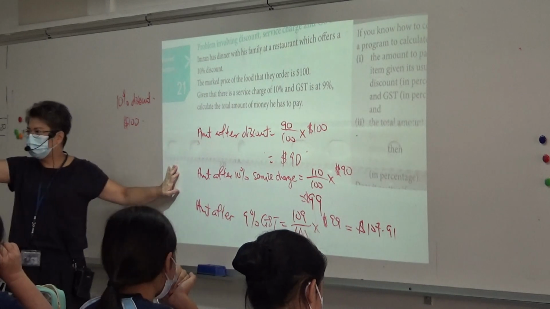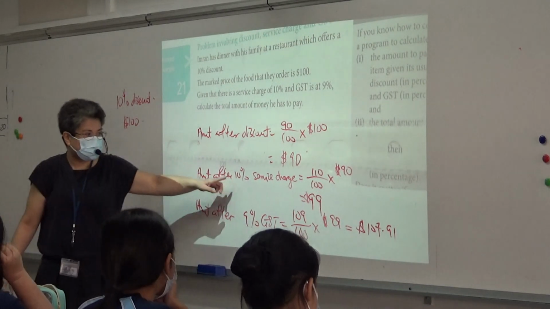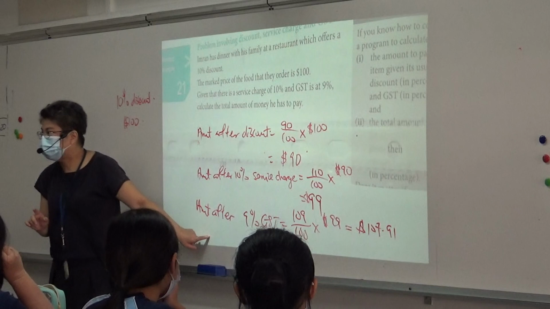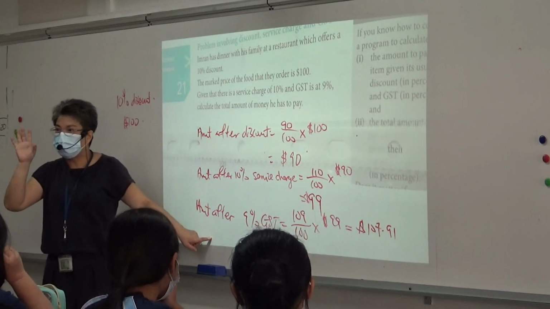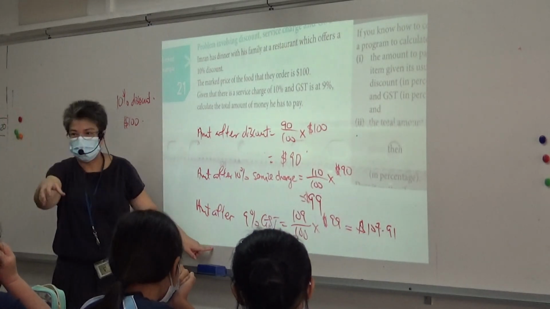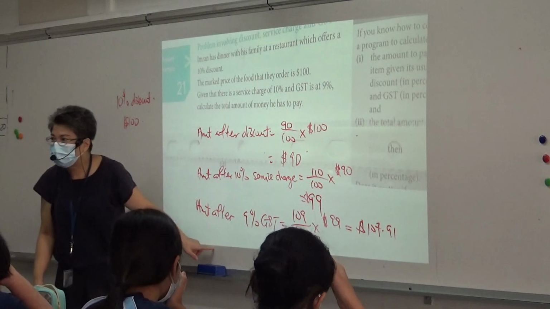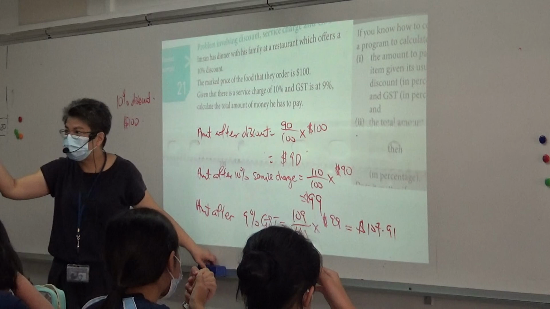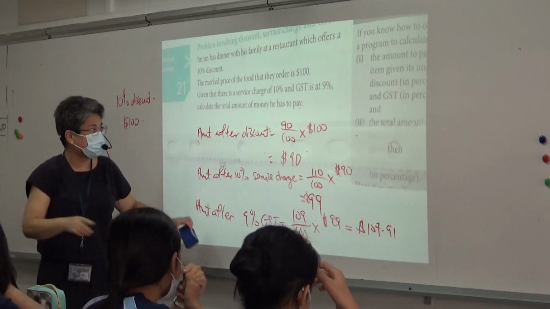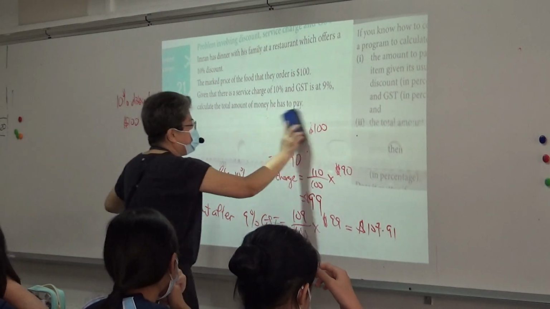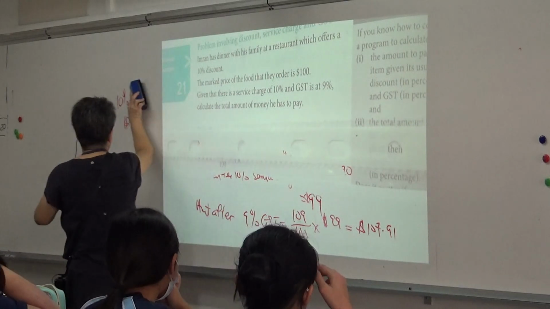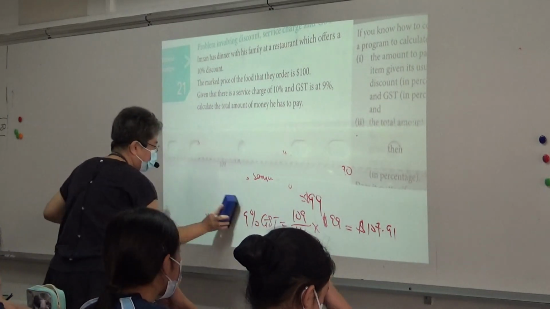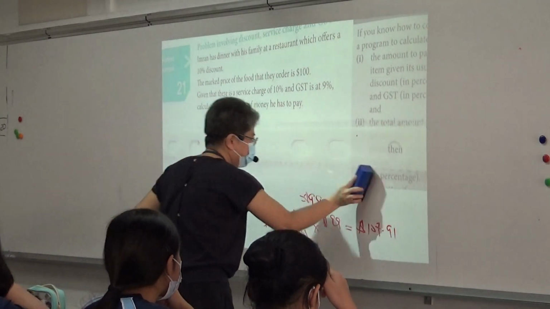Okay, but I need to say this. Service charge comes before GST. That means service is also a charge. The GST must also be imposed onto the service. Understand? Because it's called goods and services tax, right? GST. Okay. Now, I'm going to show you a shortcut to this method. Then I want you to compare with the textbook.